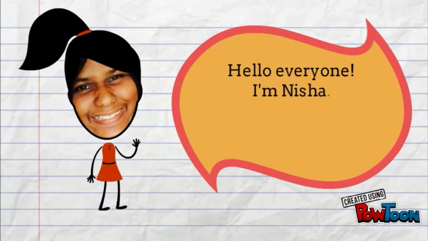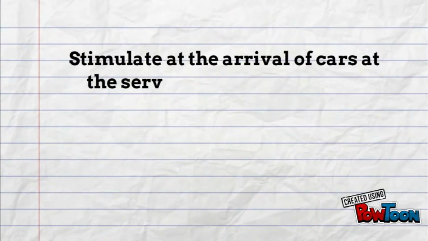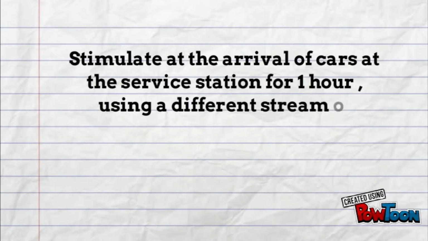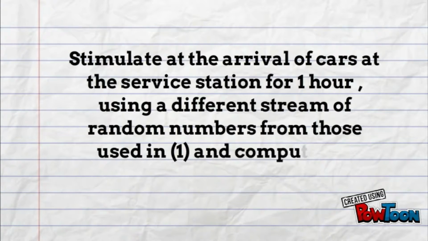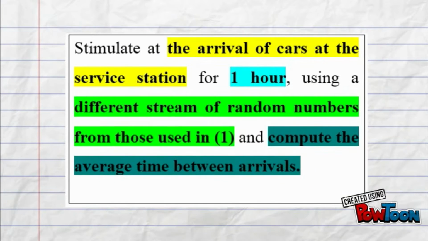Hello everyone, I'm Nisha. I will be explaining Part B, Question 2 in Problem 3. Let's solve this question together with me. The question is, simulate the arrival of cars at the service station for 1 hour, using a different stream of random numbers from those used in one, and compute the average time between the arrivals. From the question, we need to be alert of the arrival of cars at the service station for 1 hour, using a different stream of random numbers from those used in one, and also compute the average time between arrivals.